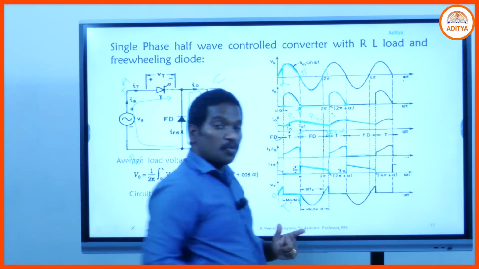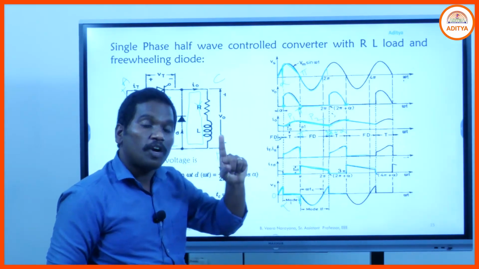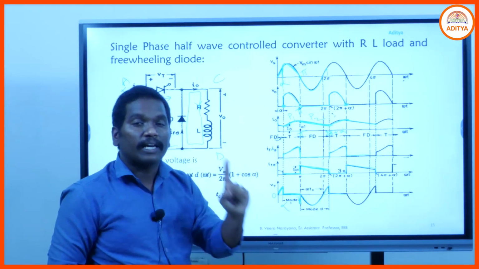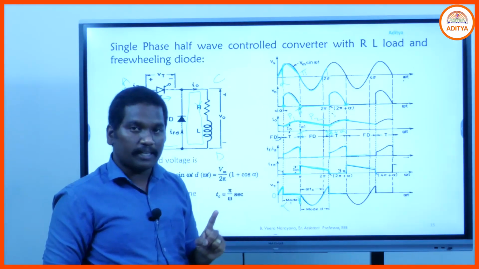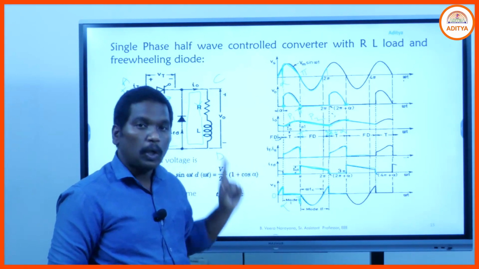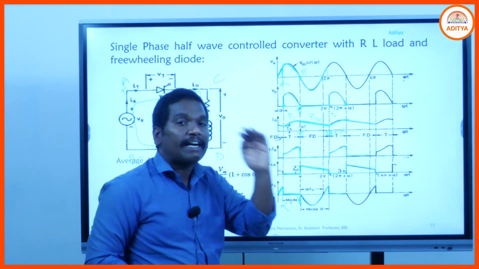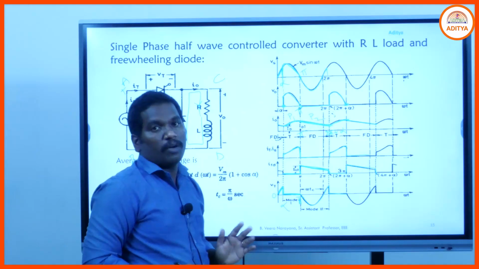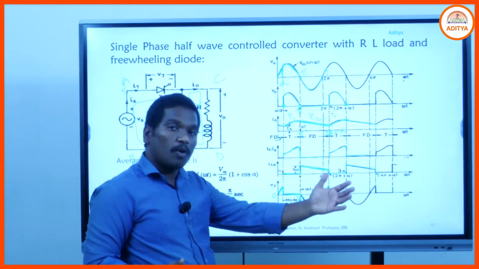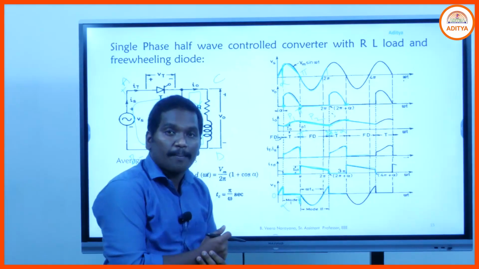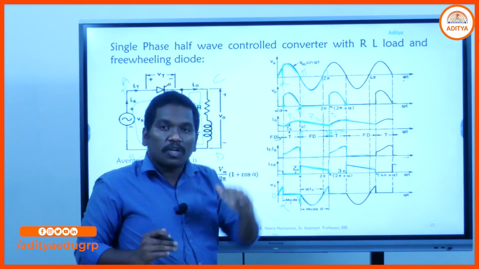If you have a large value of the inductor, due to the presence of the freewheeling diode the load performance is better, and we get continuous conduction if we have a large value of the inductor in the load. And the third one, input power factor improves. Why? Because we already said input power factor is nothing but power delivered to the load divided by the input volt ampere. If you improve the power delivered to the load, the input power factor also improves.